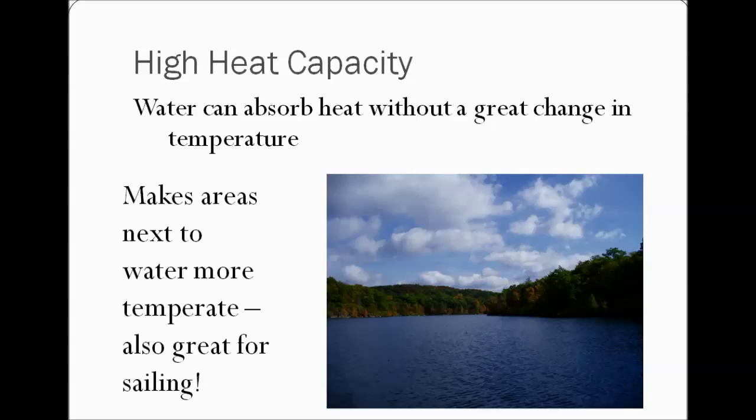I used to live on a lake in Oklahoma, and I could sail every afternoon because there was wind. Why was there wind? Because the water absorbed all that heat but didn't change temperature very much, while the air changed temperature really rapidly. So you had this difference in temperature between the water mass and the air mass, and then we have wind.